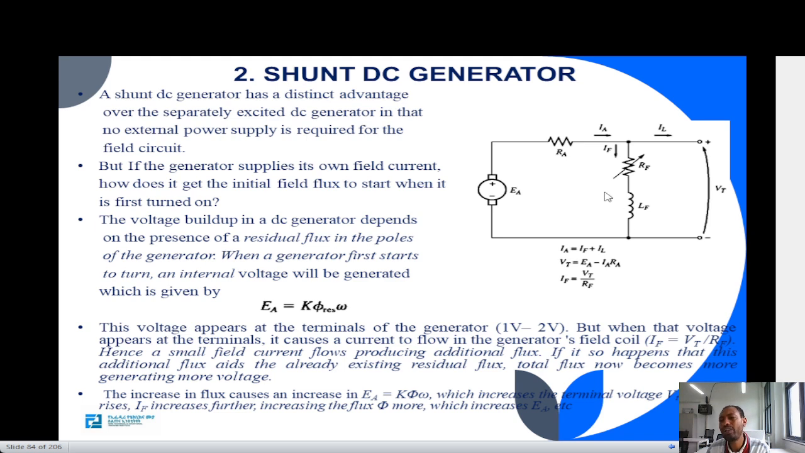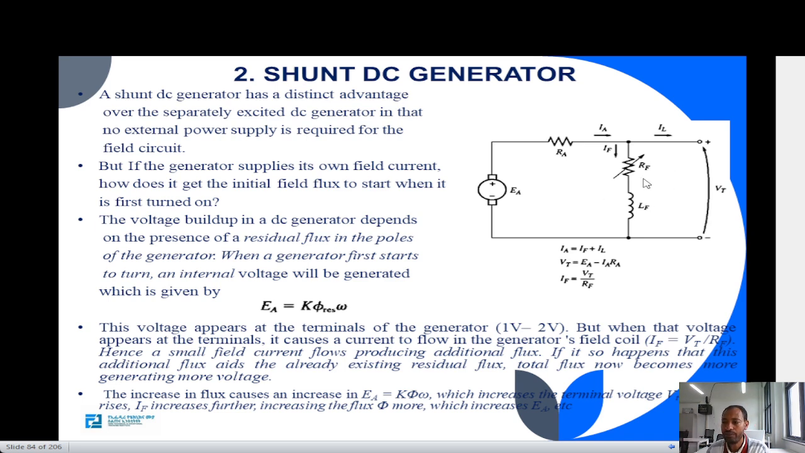Now the question is, when the generator is starting, and it is supplying its own field current, how will the generator start? Where is the initial Vt going to come from? That is a question that needs to be answered for a shunt DC generator. If the generator supplies its own field current, how does it get the initial field flux, because Vt is not yet supplied?